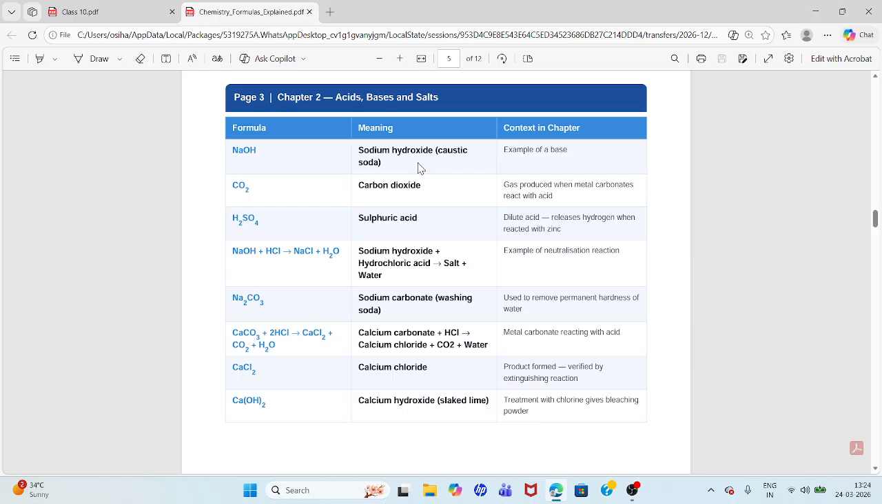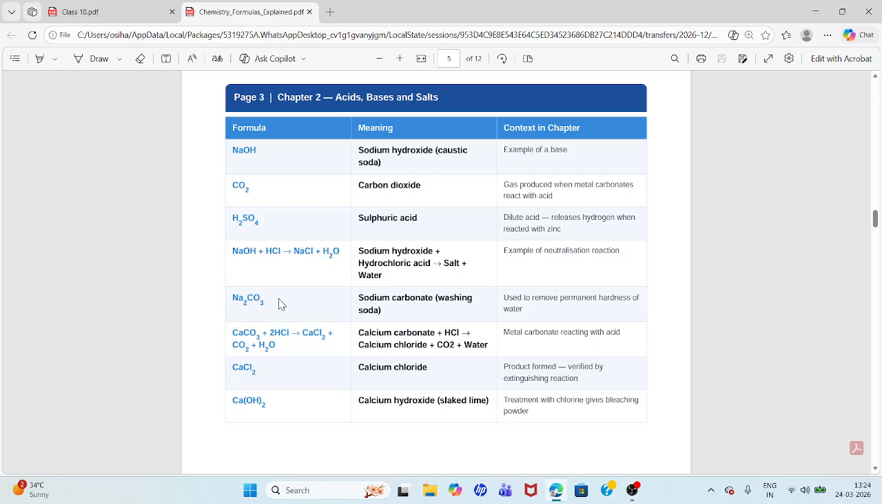NaOH, sodium hydroxide. CO2, carbon dioxide. H2SO4, sulfuric acid. NaOH plus HCl gives rise to NaCl plus H2O. Sodium hydroxide plus hydrochloric acid gives salt plus water. This is very important. Learn this properly.